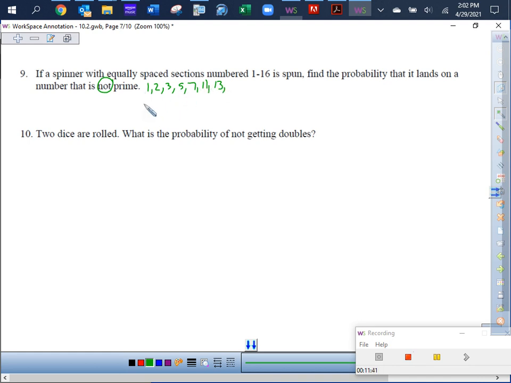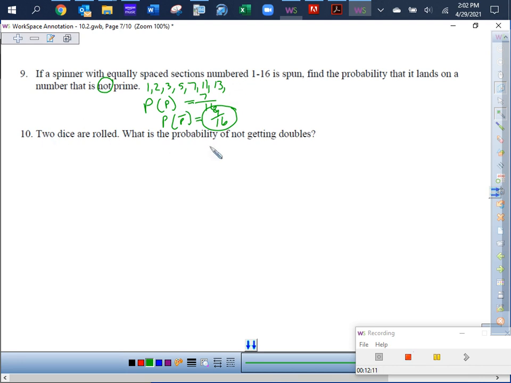And we can do the probability of a prime would be 1, 2, 3, 4, 5, 6, 7 of these out of the 16 numbers. So that means the probability of it not being prime would be 9 out of 16. Again, you could have counted out all of the ones that were not prime, so you could have gone 4, 6, 8, 9, 10, 12, 14, 15, 16, and that would get you to the same thing.